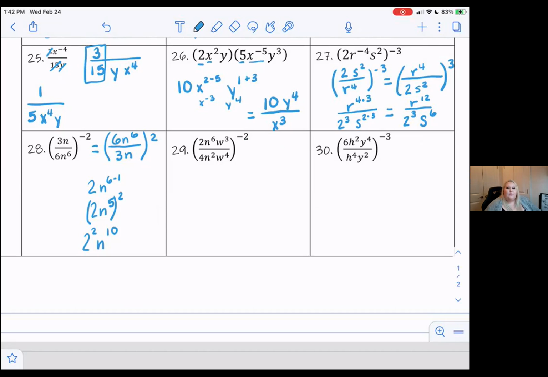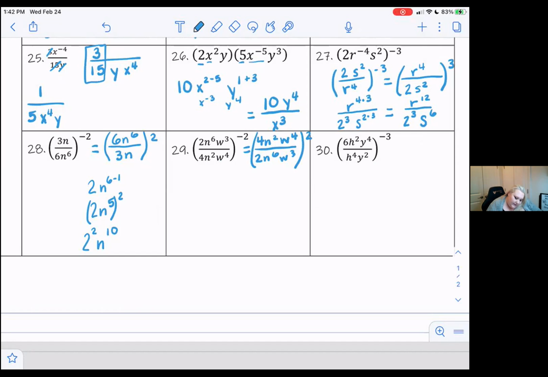Number 29, let's get rid of that negative sign first by flipping the fraction. So 4n squared w to the fourth all over 2n to the sixth w to the third. Put those parentheses back, and we still need to square it, but we did take care of the negative. Now we can simplify what's inside.